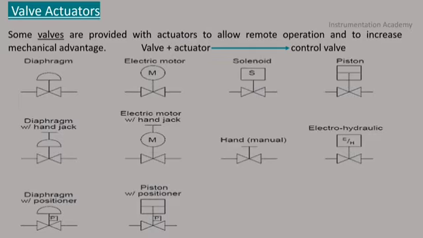Although each is shown attached to a gate valve, an actuator can be attached to any type of valve body. If no actuator is shown on a valve symbol, it may be assumed that the valve is equipped with a hand wheel for manual operation.